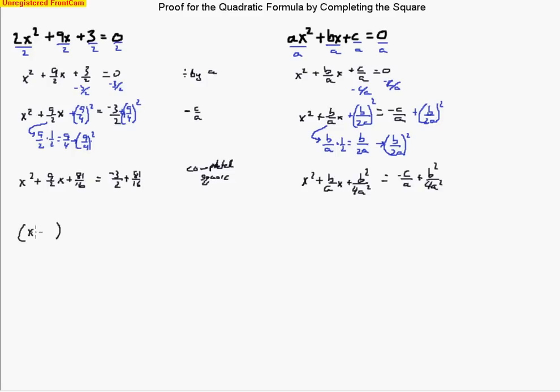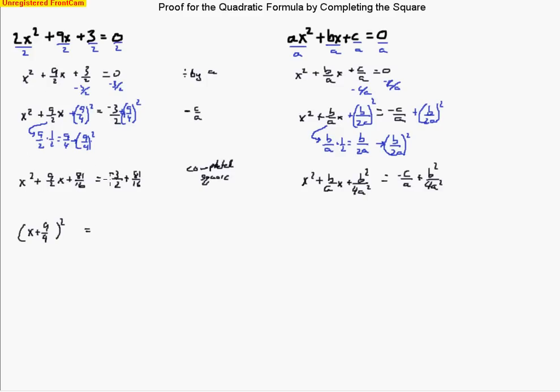So it's x plus 9/4, and that quantity is being squared. And then over on this side, we'll equal. Now we'll go ahead and add these two fractions together. So maybe off to the side, I'll show you what I end up doing here.